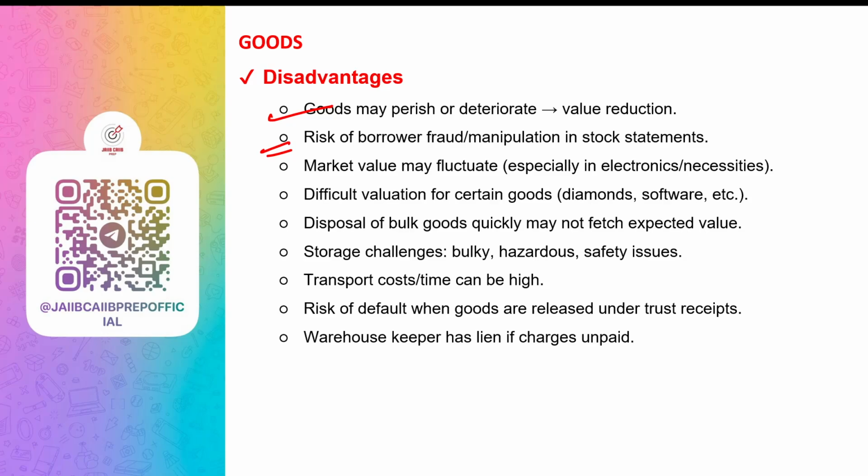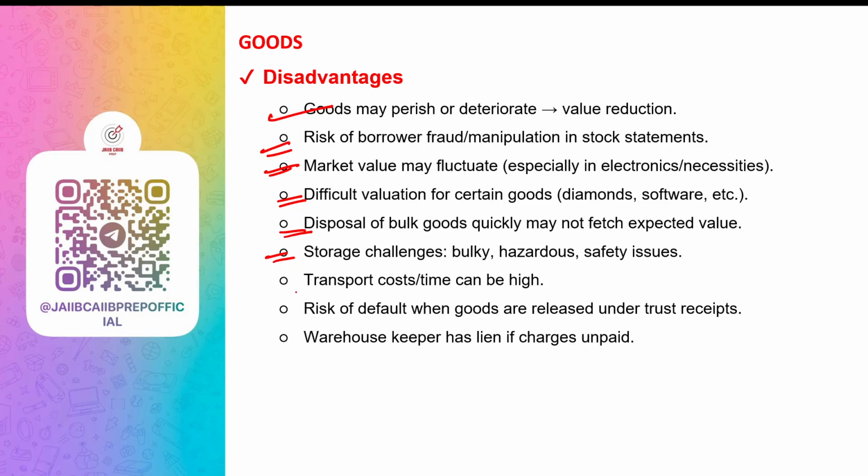Market value may fluctuate, particularly for electronic goods or luxury goods. Valuation is difficult for certain items like antique items and diamonds. In that scenario, valuation is difficult. Selling a large quantity of goods may reduce the price, so disposal may be a problem for bulk goods. Storage challenges are always there, so there are storage difficulties for bulky, hazardous, or delicate items which need careful handling.